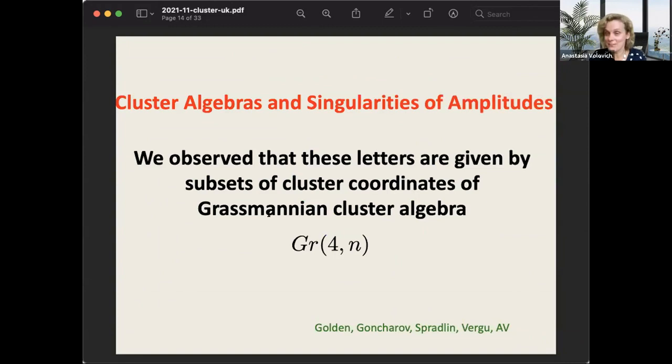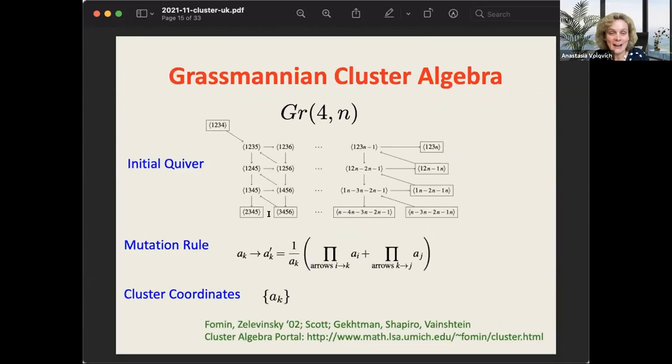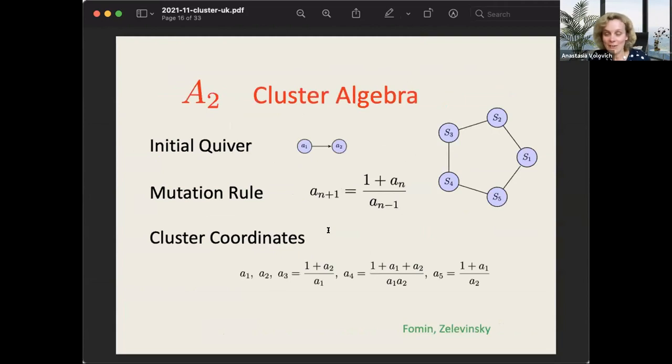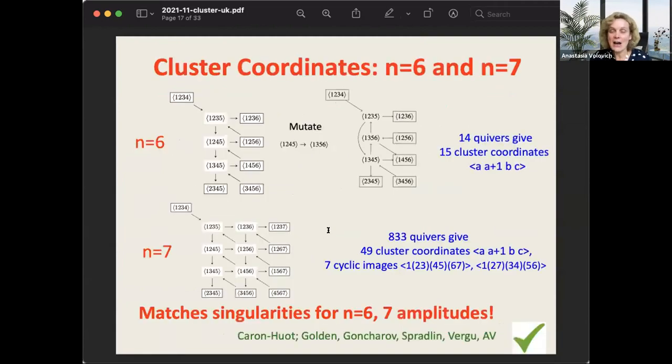I usually now pause, and for physicists, I start reviewing the cluster algebra constructions. Thankfully, I don't have to do it here. I'll just remind you the initial quiver for Grassmannian cluster algebra, which looks like this. You can just refer to a paper by Scott, Gekhtman, Shapiro, and Weinstein. Usually I go into an introduction and tell physicists what cluster algebras are. So that's the initial quiver mutation rule. Thank God I don't have to tell you this.